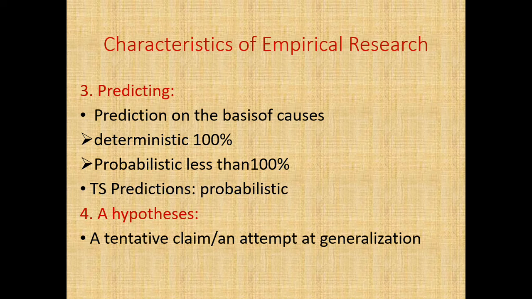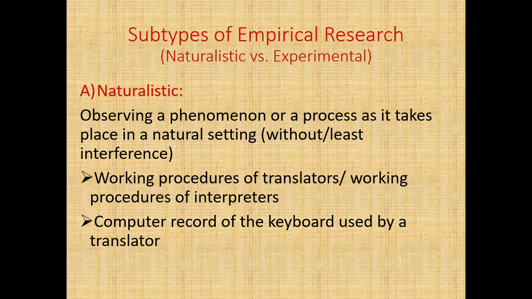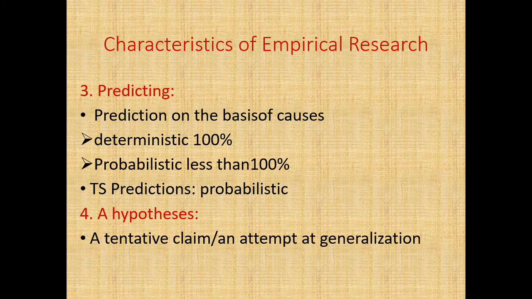Characteristic number 4 of empirical research is the existence of a hypothesis. What is a hypothesis? It is a tentative claim about some phenomenon or some reality, and then of course we do the research based on that hypothesis. It is an attempt at generalization.